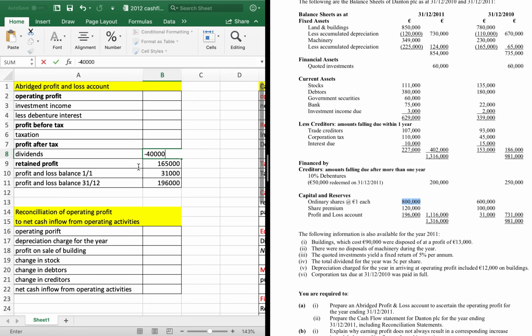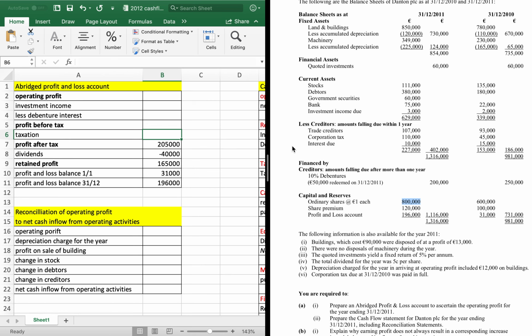Now we know that we take dividends away in our profit and loss account. So it's what number minus 40,000 equals 165. So working backwards, add on. So 165 plus 40,000 is 205,000. Okay. Then we've got our taxation next.